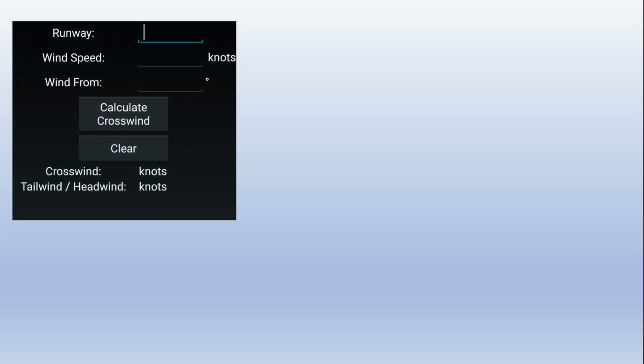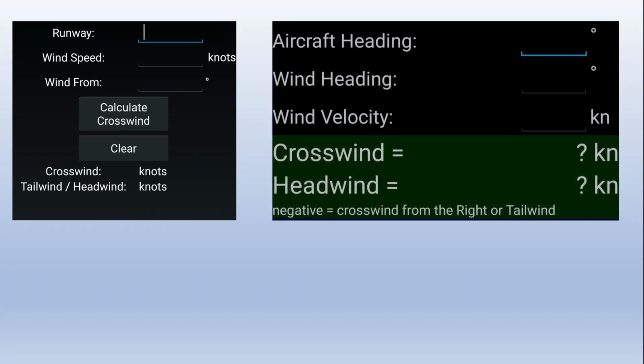The two different types that you'll see are one where you enter the actual runway designation and then the wind speed and the wind direction, and then you just hit calculate and it tells you your crosswind and headwind component. And then you also have one where you enter the actual aircraft's heading and then the wind direction and then the wind velocity. And then it'll give you your crosswind and headwind component there.